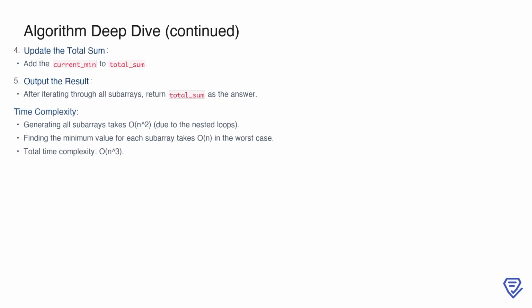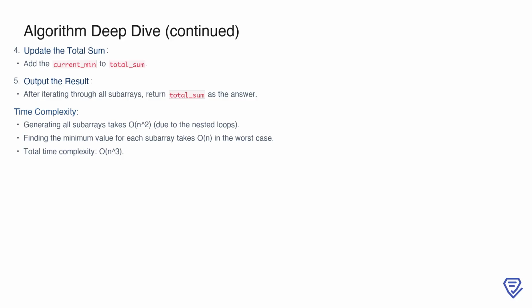After calculating the minimum value of a subarray, current_min is added to total_sum. This process is repeated for all subarrays, ensuring that every possible configuration is considered. Finally, after the nested loops complete, total_sum holds the desired result, which is returned as the output.